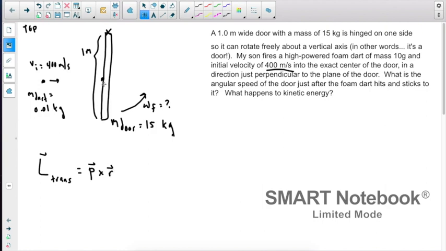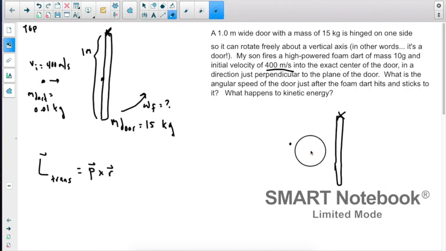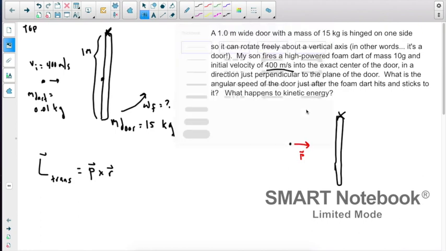And it looks like the axis of rotation, or the point in space that I'm taking my perspective from, is the hinges of the door, right? Okay, so I'm going to draw a little diagram over here just to remind you guys of how this works. Here's the hinges, that's the axis of rotation. Here's the dart, let's see, the dart's momentum vector would be pointing this way. That needs to be a straight line. And the r vector is always drawn from the axis of rotation to that point. So here's my r vector like this.